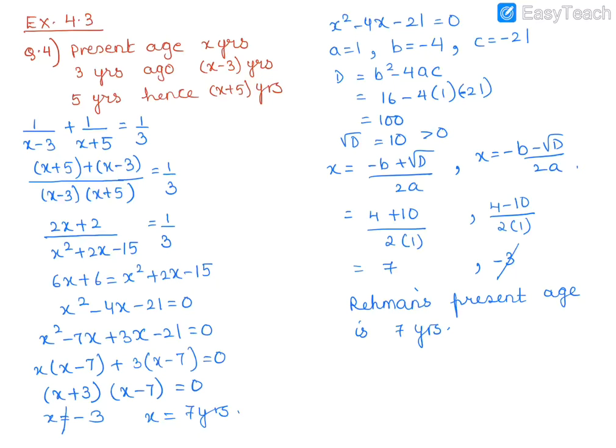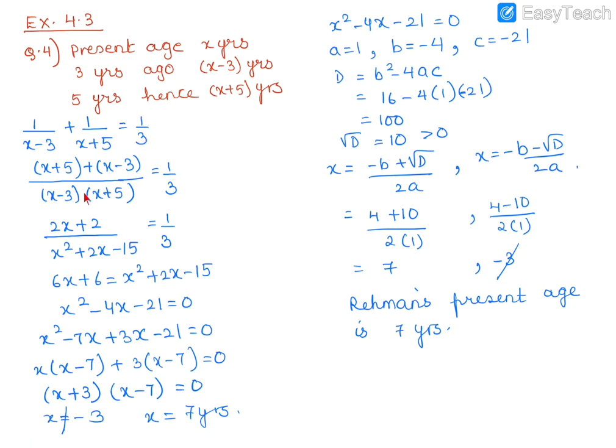Quadratic equations, exercise number 4.3, and the fourth question, which is a word problem, says the sum of reciprocals of Rahman's ages 3 years ago and 5 years hence, that is from now, is 1 by 3. So I'm considering let Rahman's present age be x years. So 3 years ago his age was x minus 3 years, and 5 years hence his age will be x plus 5. So it is given that the sum of reciprocals of his ages 3 years ago and 5 years from now is 1 by 3.